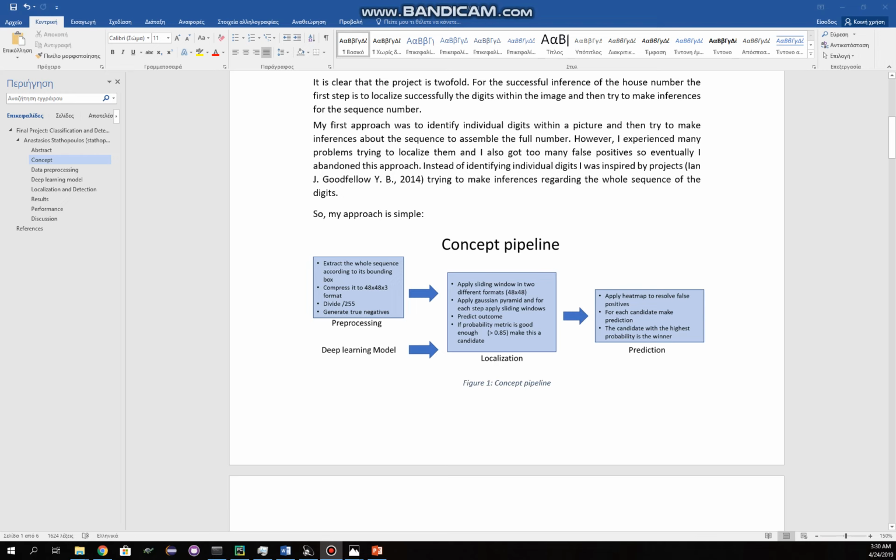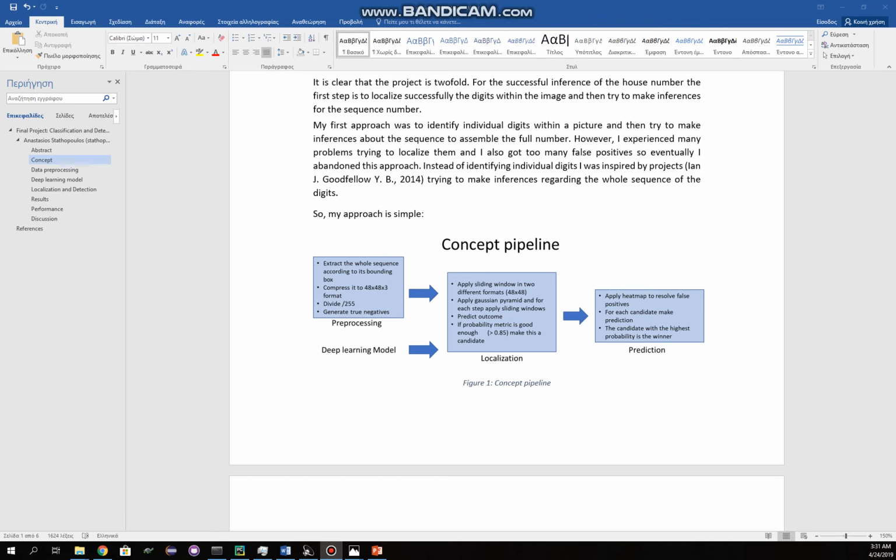Actually, I'm using the known as VHN database, but the format one with a whole sequence of digits. I'm trying to extract them, a whole bounding box, and compress it to 48 by 48 by 3 and maintain the channels here. And the only pre-processing stage is dividing by 255.